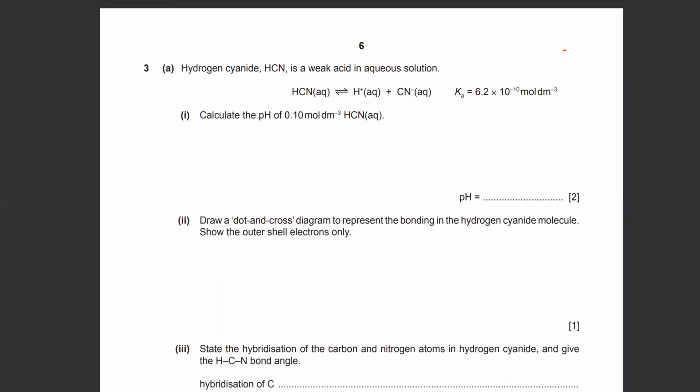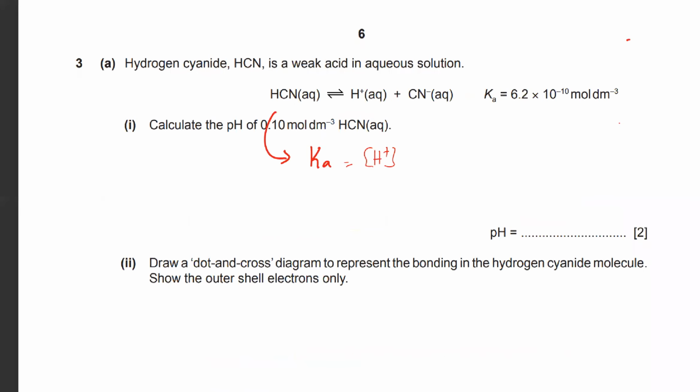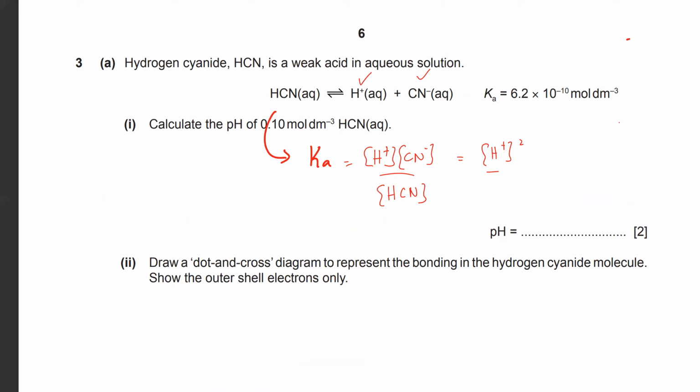Remember, what is K? K is the dissociation constant. K is products over reactants. It's the H+ concentration multiplied by the other product concentration, which is CN-, divided by the acid concentration, which is HCN in this case. Both of these ions will have exactly the same concentration, so your expression becomes H+ squared divided by the acid concentration, HCN.